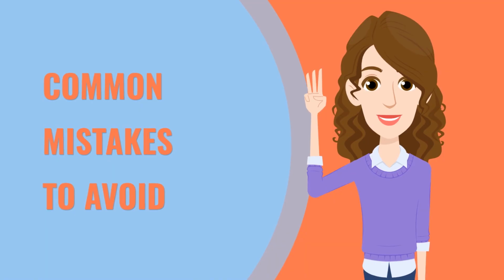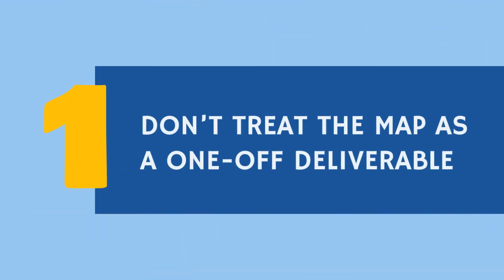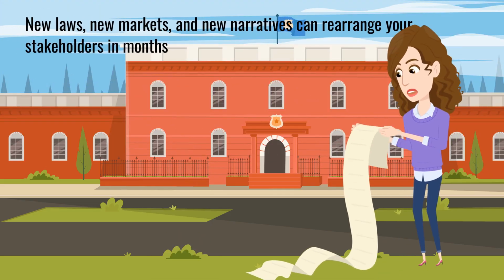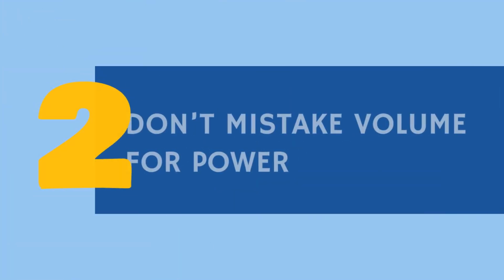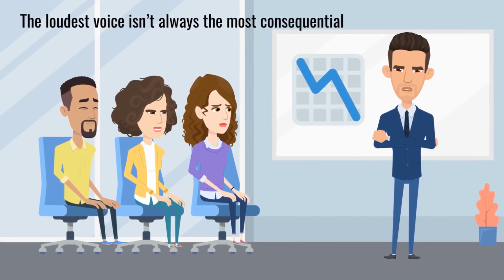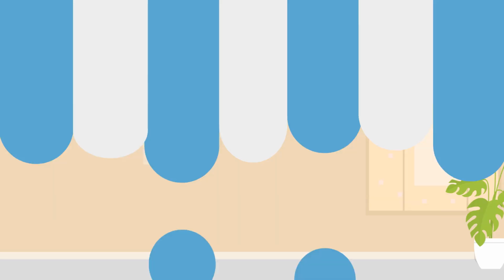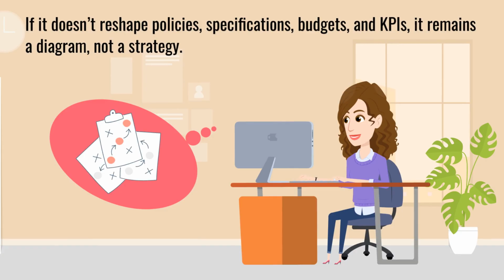Common mistakes to avoid. As you build this capability, avoid 3 traps. First, don't treat the map as a one-off deliverable. New laws, new markets, and new narratives can rearrange your stakeholders in months. Revisit it regularly. Second, don't mistake volume for power. The loudest voice isn't always the most consequential. A regulator or major customer can alter your business with a single requirement. Third, don't leave the map on the wall. If it doesn't reshape policies, specifications, budgets, and KPIs, it remains a diagram, not a strategy.